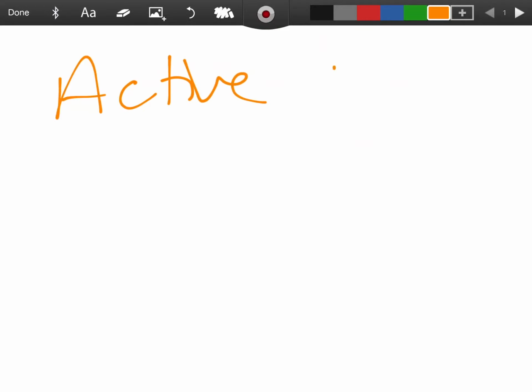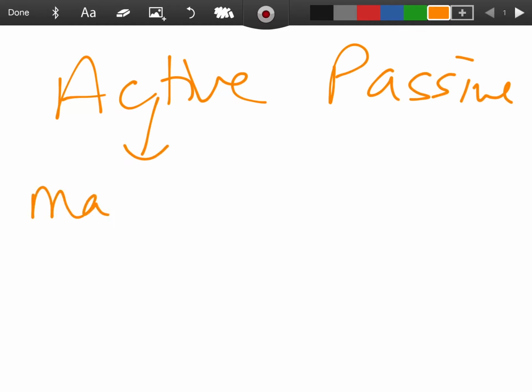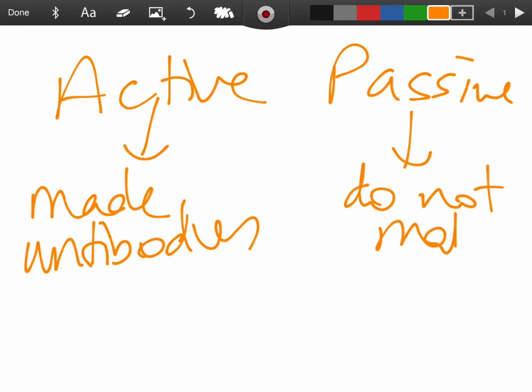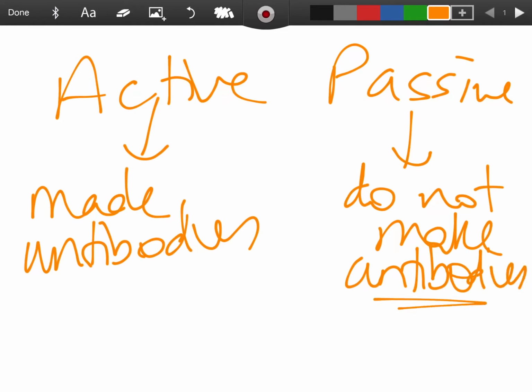Distinguishing between passive and active immunity. Well, the big thing there is that with active immunity, you made the antibodies yourself. So your body makes the antibodies. Whereas with passive immunity, the body does not make the antibodies. Okay, you were given antibodies that have been made in other organisms. So the body doesn't make the antibodies if it's passive.